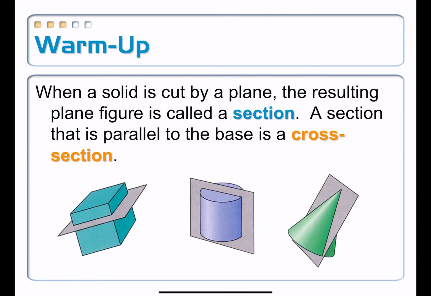So take a look at the very first picture here. I have a cube, and I'm going to cut across that cube with a plane, and that plane is parallel to the base. So technically, this is called a cross-section here on this gray plane. What shape do you think it is?